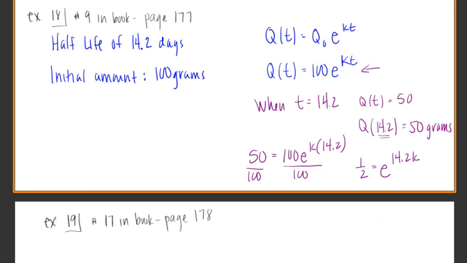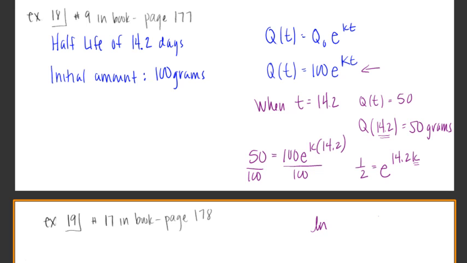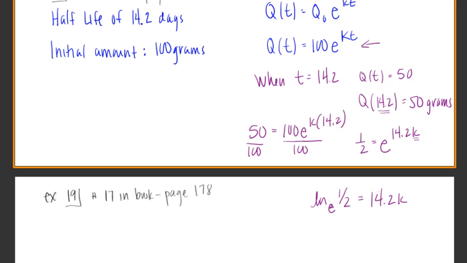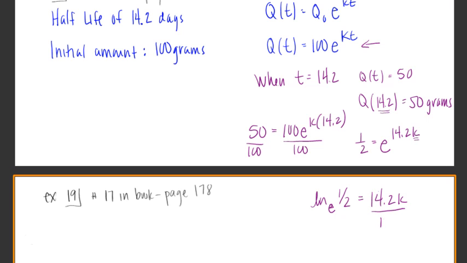We're in exponential form. We want to solve for this variable up here in the exponent. So let's take it out of exponential form and put it into log form. The base is e, so let's do the natural log of base e, because the base is e. Go across the equal sign, so the natural log of 1/2 should equal the exponent, 14.2k. Okay, so let me come down just a little bit further. I want to get rid of the 14.2 off the front.